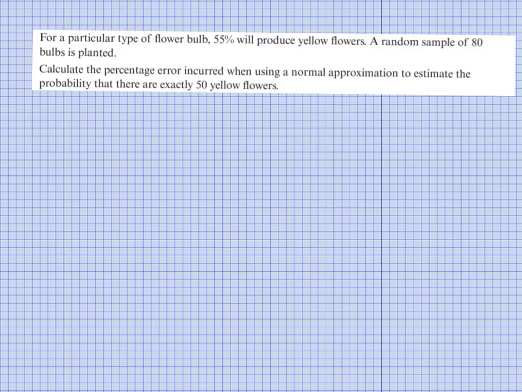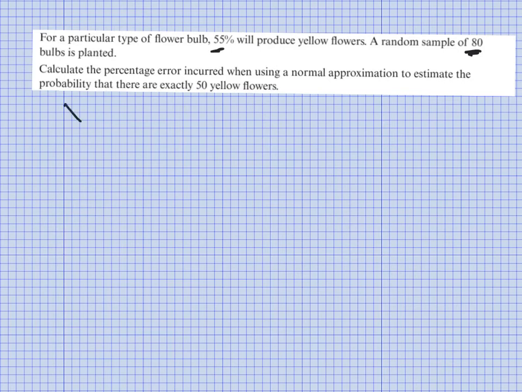Okay, so we have a particular type of flower which has 55% yellow flowers. A random sample of 80 is planted. Now, is this appropriate for us to take as a normal? Well, let's look at the values. We have 0.55 as the probability, so that's close enough to 0.5 for us to accept. And n is 80, which is again large enough for us to take, so we can do this. It's a binomial that we can approximate as a normal.